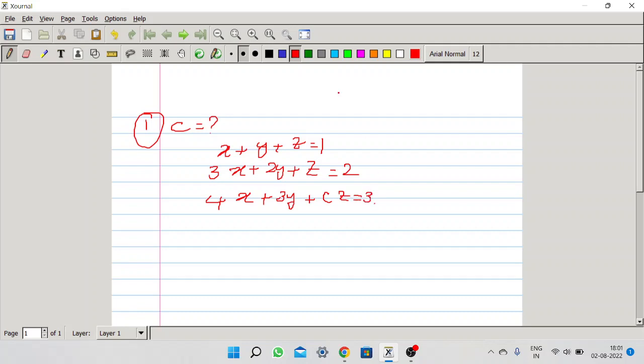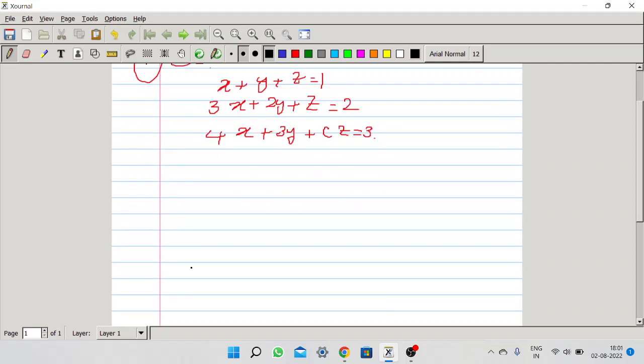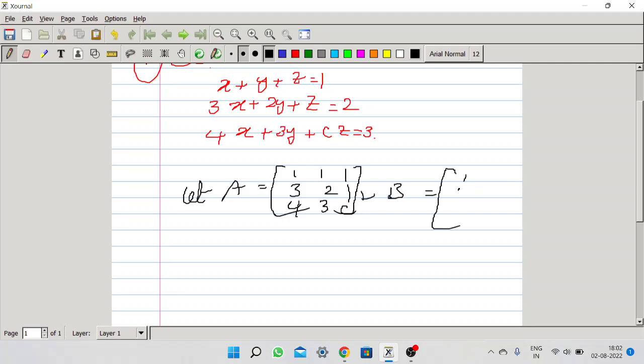Firstly, let me write the system of equations in matrix form. Based on the rank of the matrix A and the rank of the augmented matrix AB, we can discuss the number of solutions. So let me write that A equals the matrix [1 1 1; 3 2 1; 4 3 C], and B equals [1 2 3].